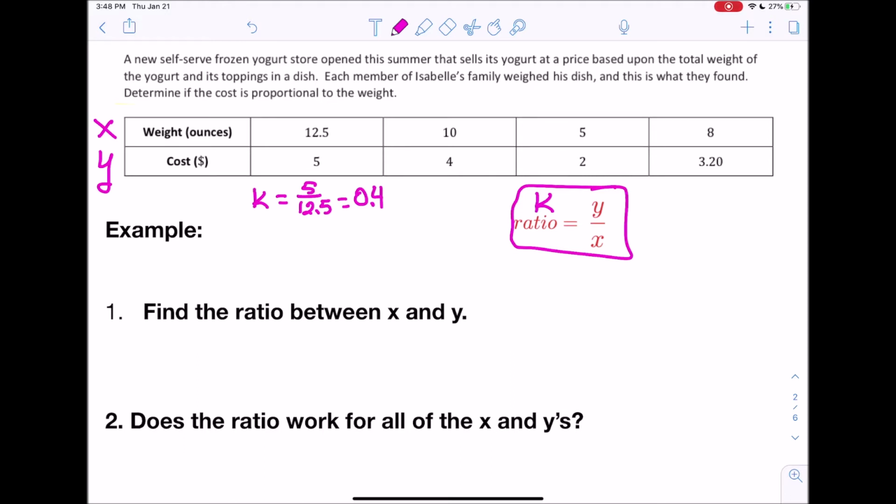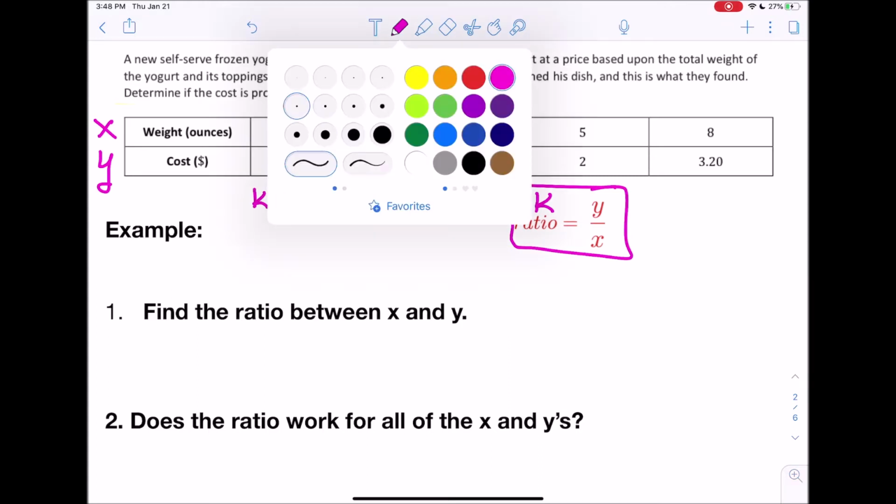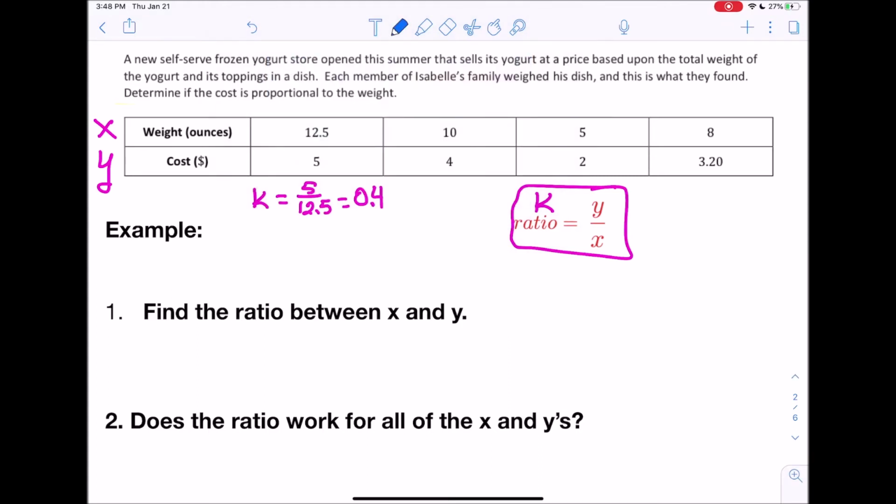Okay, so let's try the next one. Let me change colors. So for this one, we have k equals 4 divided by 10, which equals 0.4. Okay, so far so good. We have the same answer. So far we have a unit rate. It's staying the same. It's the same amount being multiplied, right? Okay, so let's try the next one.